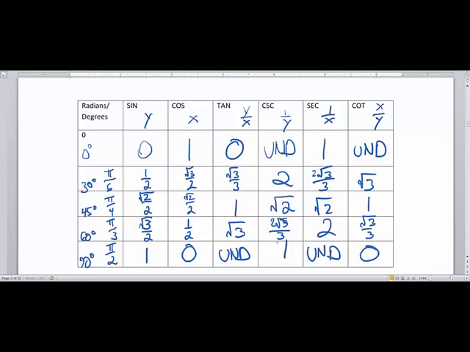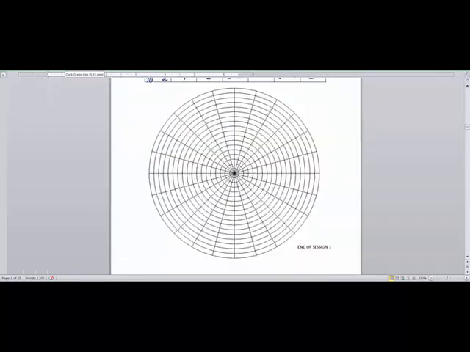So, in 5 minutes, I've given you the quick lowdown of how to make this chart really quickly, and now we're going to fill this out to all aspects of the unit circle. Okay, so we're going to start here at 0 degrees and 0 radians with the point 1, 0. This, at 0 degrees and 0 radians, or 360 degrees and 2 pi radians, is going to be the start and the end of our unit circle.